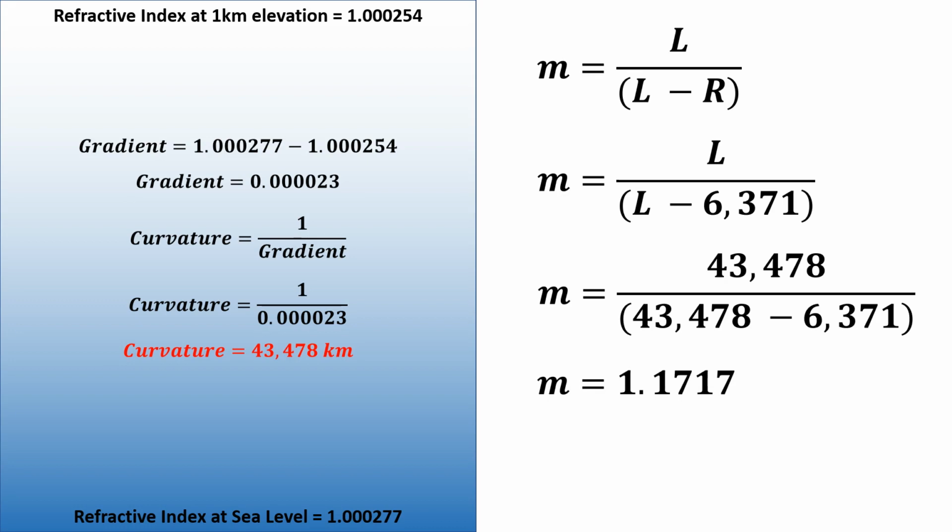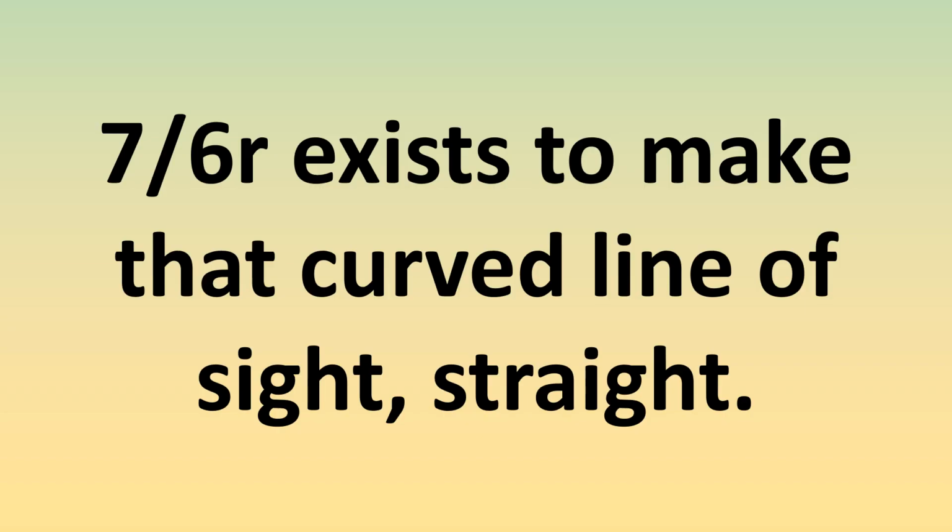And that means if we want to straighten out that light ray and maintain the relative curvature between the light ray and the Earth, we need a radius that is 1.17 times bigger than the actual radius. And that is where 7 over 6r comes from. And by making the radius bigger, this is how you get a straight line tangent to a sphere when the light is taking a curved path in reality. So making that light ray straight is literally the entire reason for 7 over 6r. I repeat, the whole reason for the existence of 7 over 6r is to make that curved line of sight straight. So I hope that answers your question, Nathan.